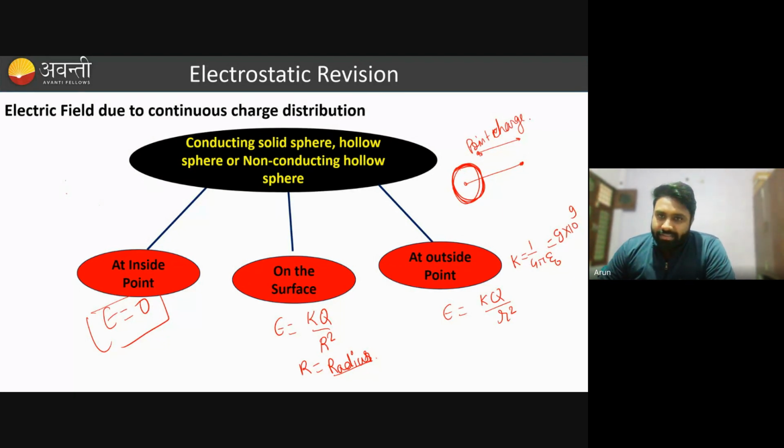Got it? So in the three cases we have discussed, for a point which is outside the sphere, you will consider that sphere to be a point mass, and the formula that we are going to use is kq over small r square. Now on the surface, it is kq upon r square. Got it? Now a point inside will cover no charge. So there is no charge inside the sphere, and that is why the electric field is also 0. Got it?